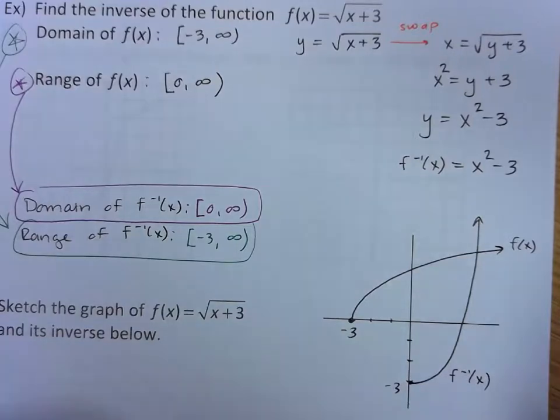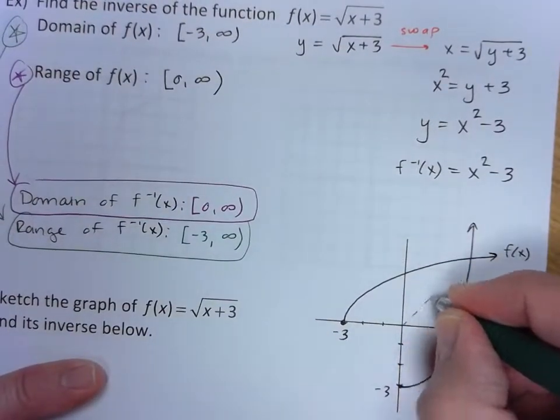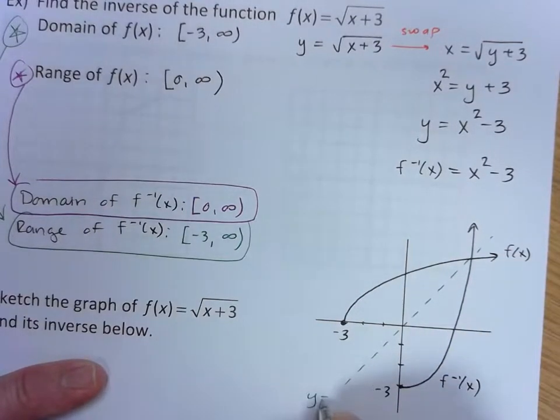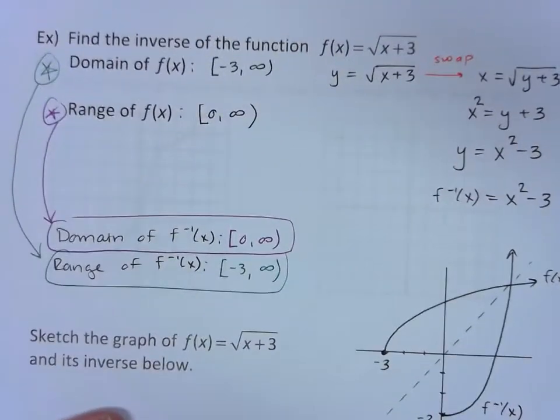And again, when you double check the symmetry, you can see that both the graph of f and its inverse are symmetric with respect to that line, y equals x. So if you turn your graph sideways, you can kind of see that they have that symmetry going for each other.